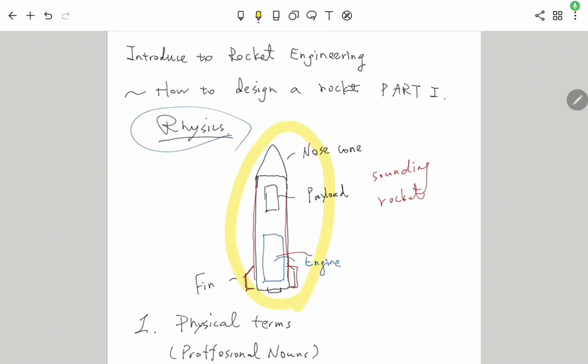Hello everyone, welcome back to the introduction to rocket engineering, and today I would like to introduce how to design a rocket. This is part 1. We know that the rocket is a very complicated system. It's basically a system engineering.